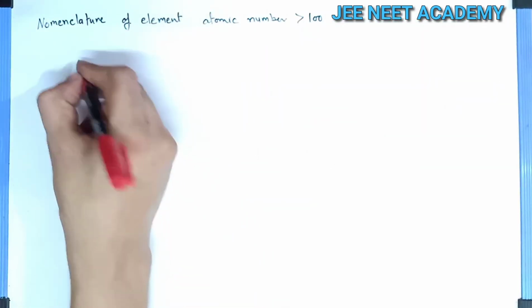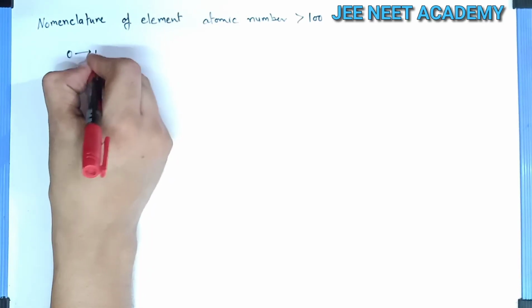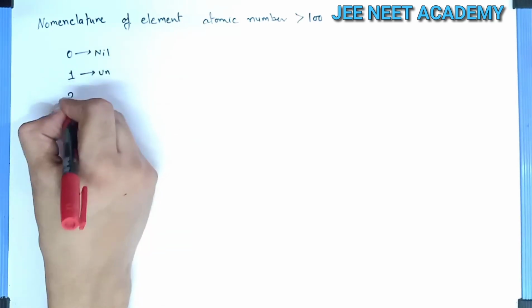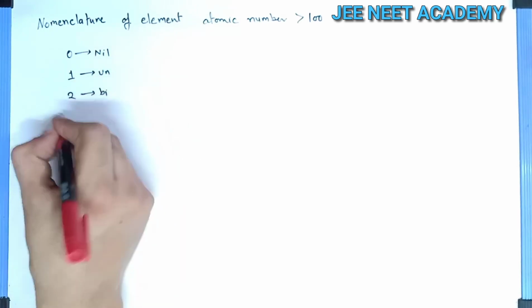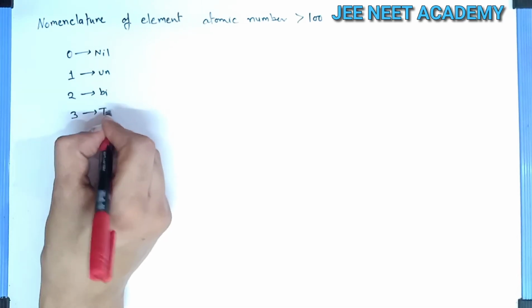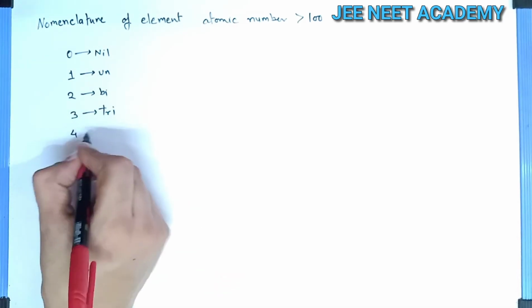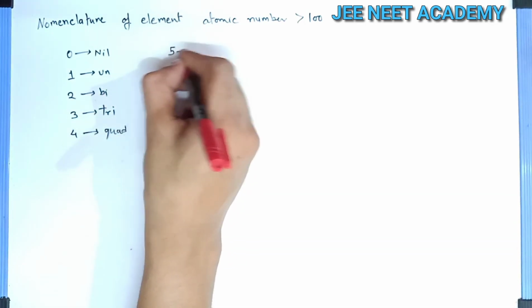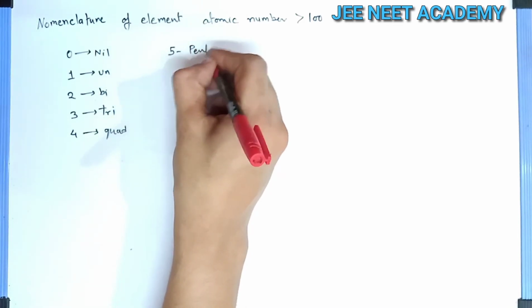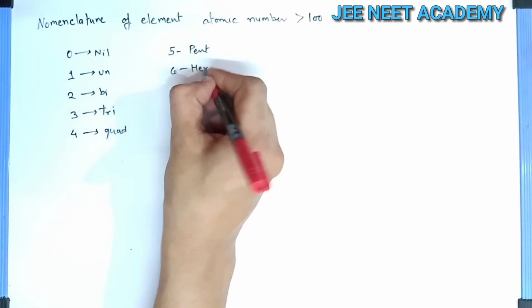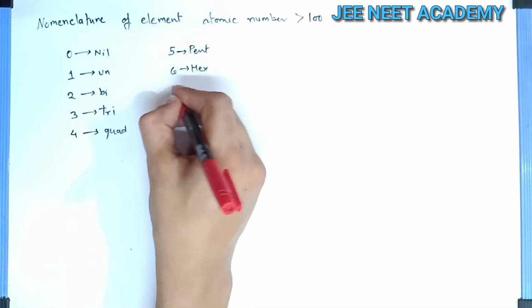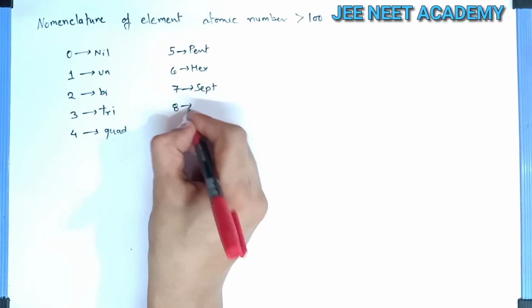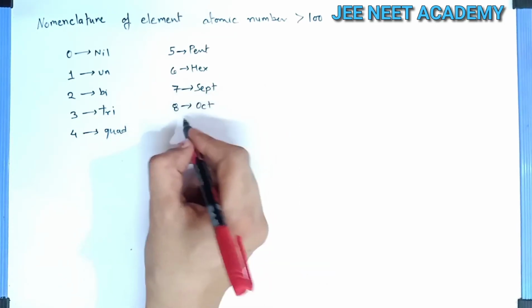So for 0 we'll use nil, for 1 we will use un, for 2 we will use bi, 3 tri, 4 quad, 5 pent, 6 hex, 7 sept, 8 oct and 9 en.